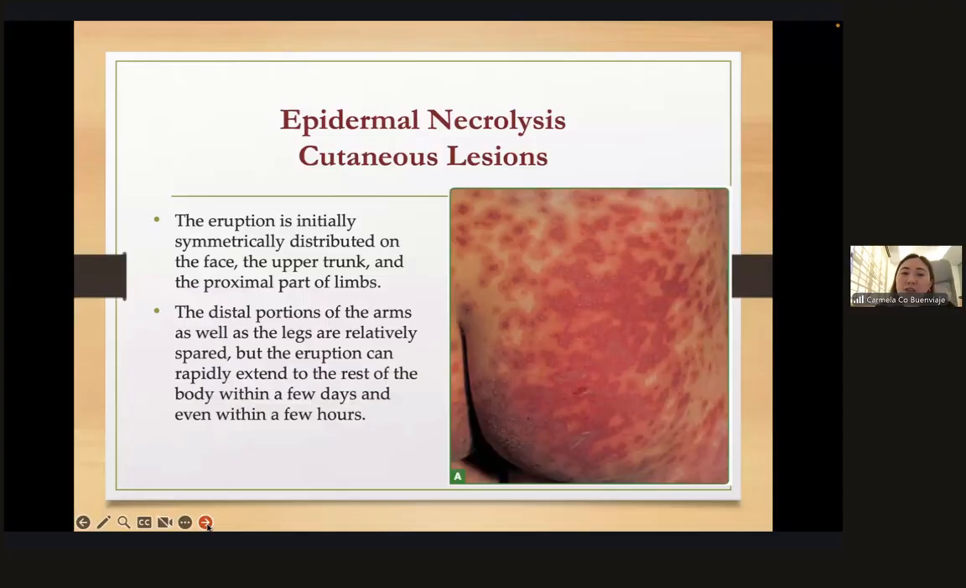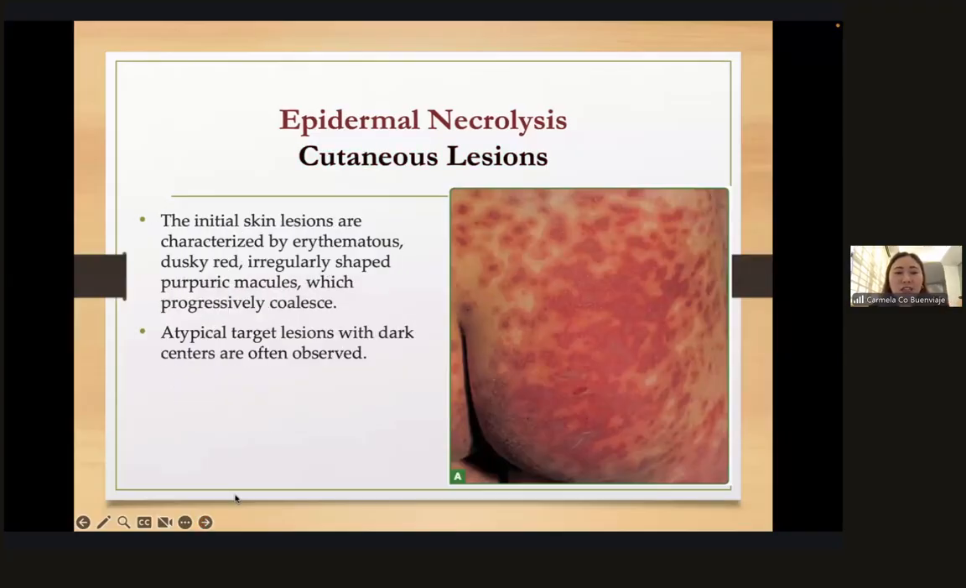So here are the cutaneous lesions. The eruption is initially symmetrically distributed on the face, upper trunk, and proximal part of the limbs, and then the distal portions of the arms as well as the legs are at first relatively spared, but eventually the eruption will rapidly extend to the rest of the body within a few days and even within a few hours. So this is a very serious drug reaction.